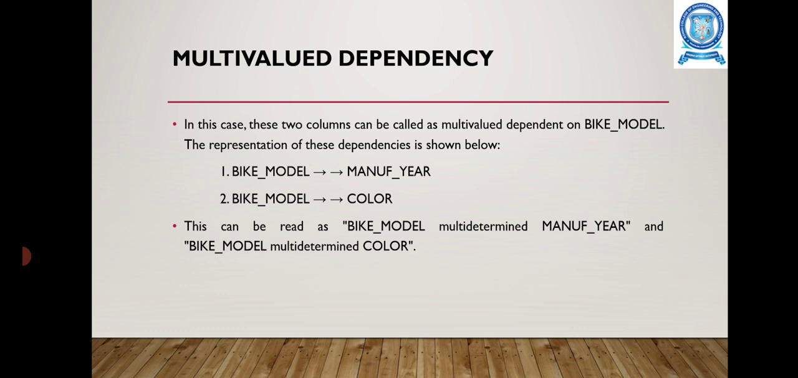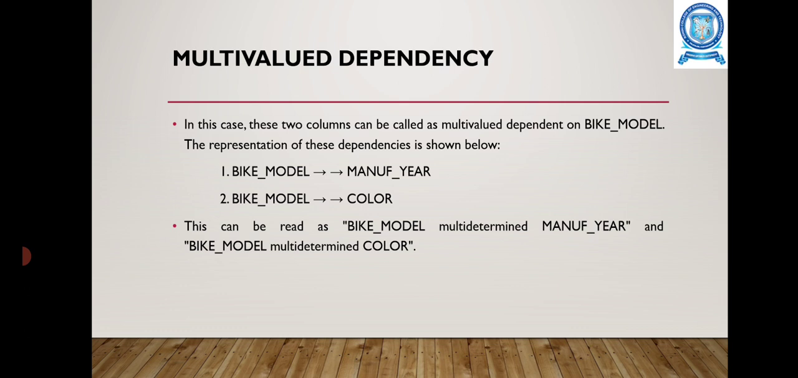Next is the multi-valued dependency. These two columns can be called multi-valued dependent on bike model. That means both columns are dependent on the same column. So this is a multi-valued dependency.